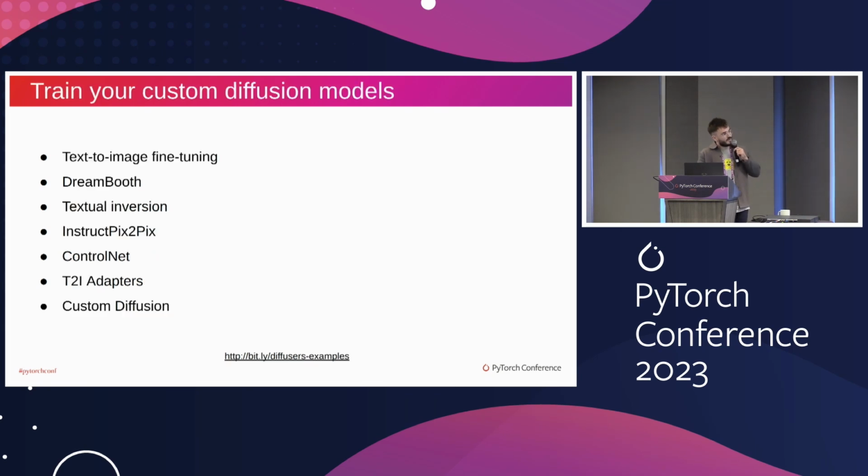I've shown only inference here because it's a lightning talk, but you can of course train your models also with Diffusers. And here are a few different training pipelines that you can use, but it's not limited to this. And if you're interested in training your own diffusion models, I invite you to take a look at our documentation.